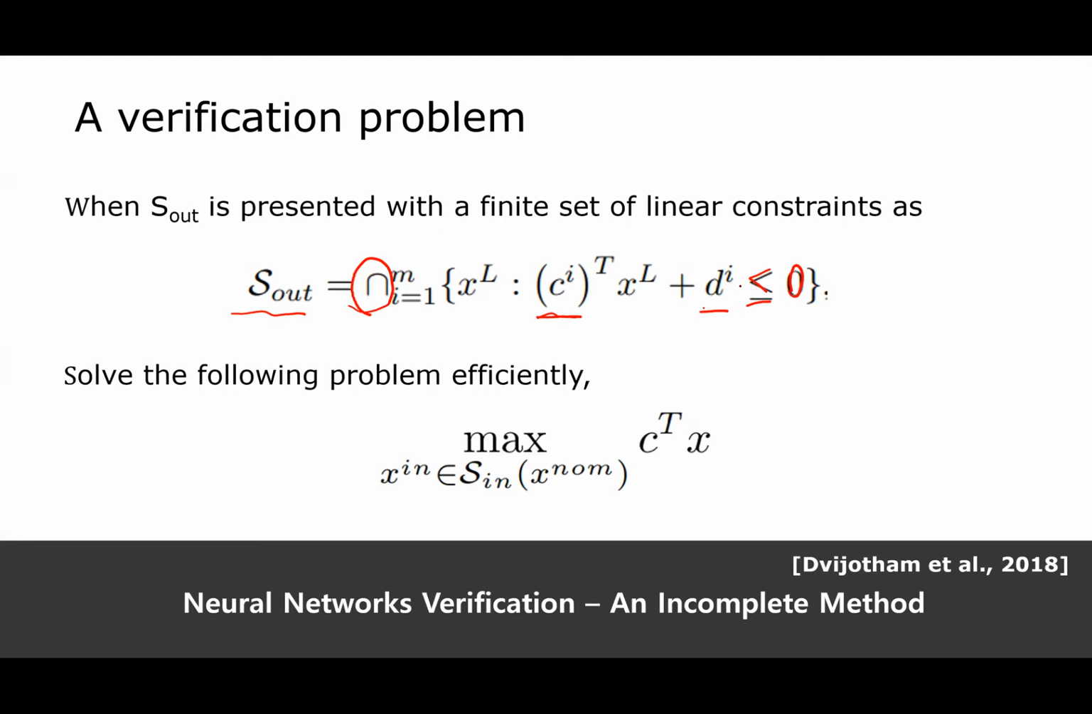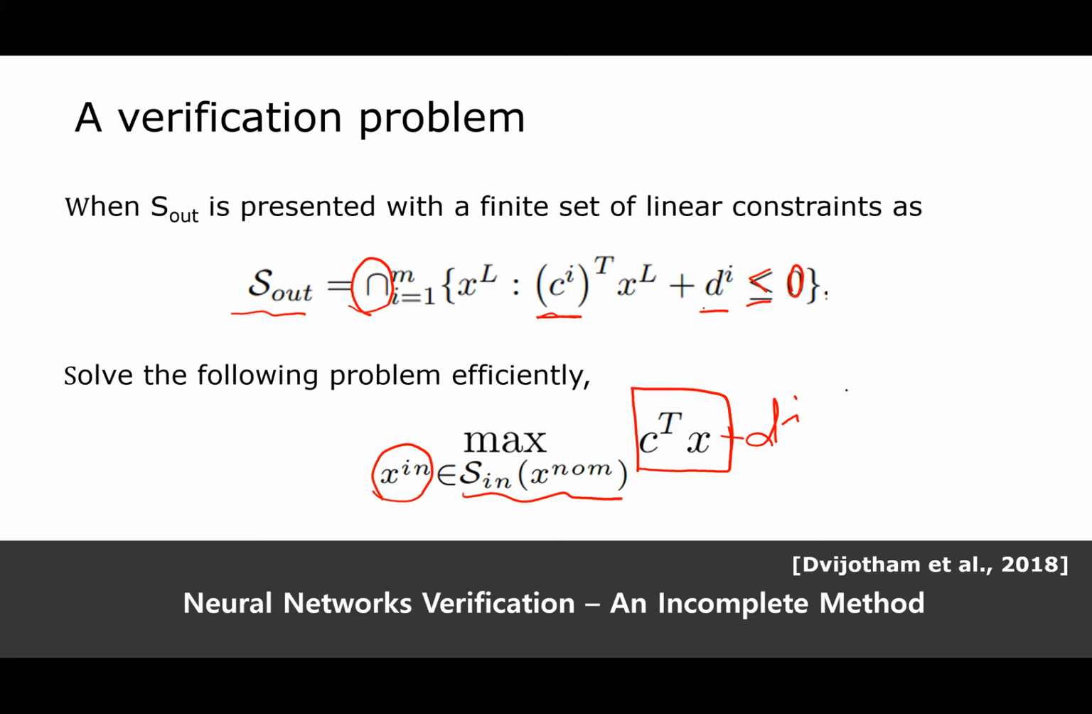So what we wish to solve is this: we put all the X in S_in in the input space, and find the maximum value of C_i^T X for each individual C_i. Then we check whether this maximum value plus D_i violates the condition. So for each individual one, this is our problem to verify.